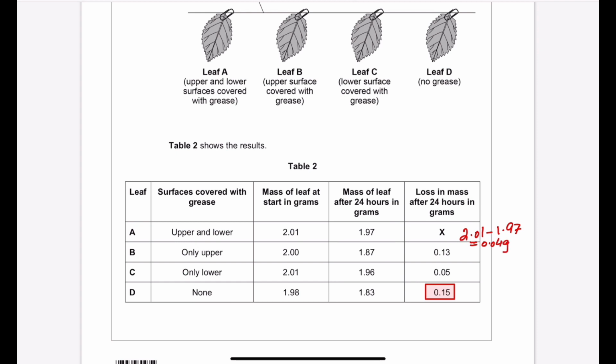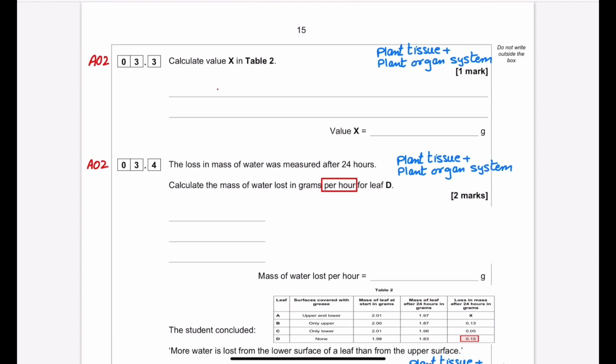0.04 grams. So it is 2.01 from the table minus 1.97. The answer is 0.04 grams.